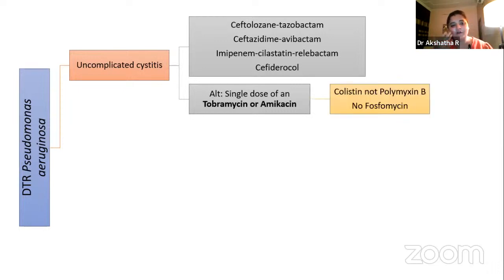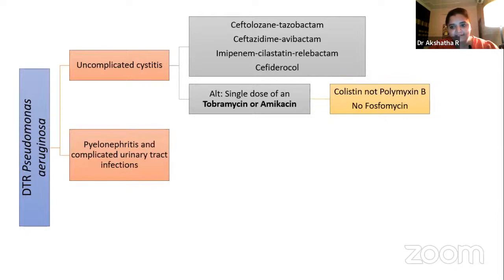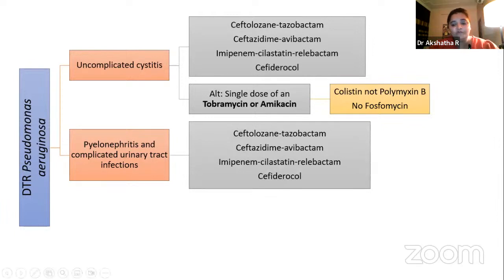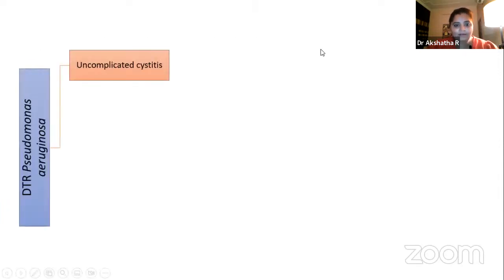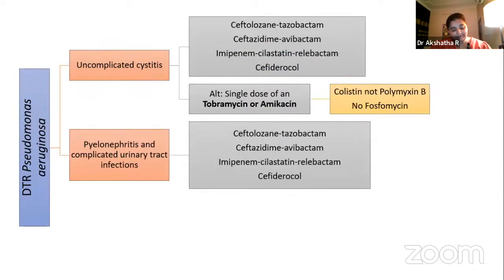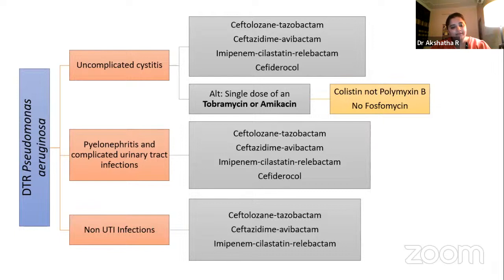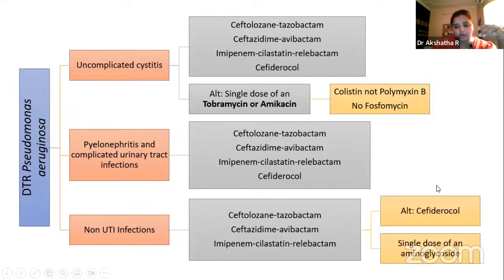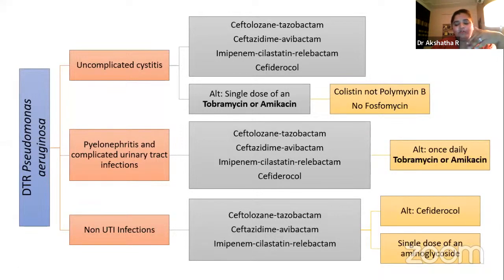And if all of these are not possible, then you can go for colistin. In case of uncomplicated cystitis, polymyxin B is not preferred. There is no role of fosfomycin in Pseudomonas aeruginosa. Then in case of pyelonephritis, ceftolozane-tazobactam, newer BLBLI. In case of infection other than UTI, again your newer BLBLI like ceftolozane-tazobactam, ceftazidime-avibactam, imipenem-relebactam. Alternatively, you can use cefiderocol or full dose of your aminoglycoside, that is tobramycin or amikacin.